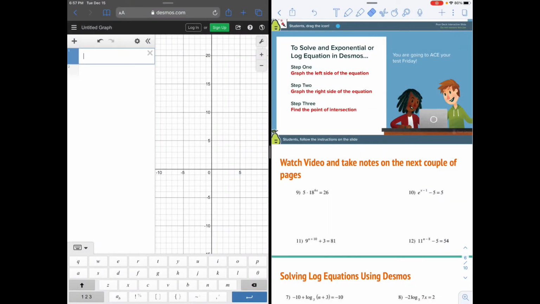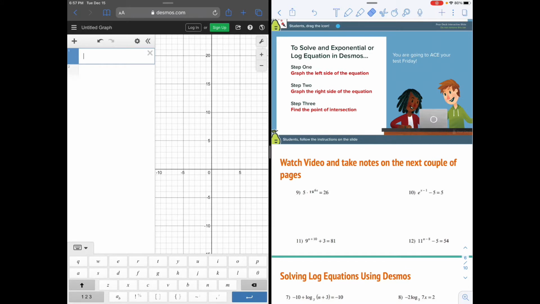Okay, boys and girls, we're going to do a quick video in this pair deck. The purpose of this video is just to show you how to solve an exponential equation and a logarithmic equation. If you haven't noticed by now, to solve an equation in Desmos, you just put the left side of the equation in y1, and then you put the right side of the equation in y2, and then using your finger you can just find that point of intersection. So that's what we're going to do today.